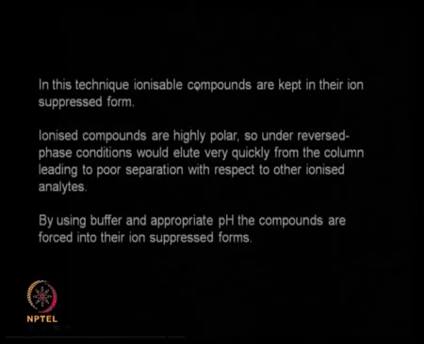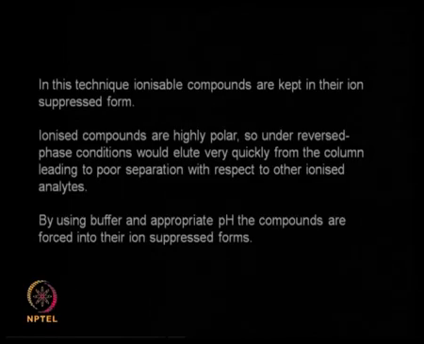So in this technique, ionizable compounds are kept in their ion suppressed form. Now ionized compounds are very polar, as you know. So under reverse phase conditions they will elute out very quickly from the column, leading to poor separation of the ionized analytes. So if you have many ionized analytes, they will never get separated at all, they will just come out of the column very fast because they are highly polar.